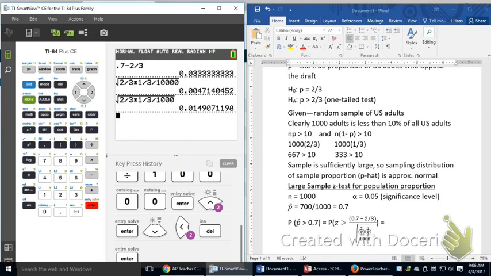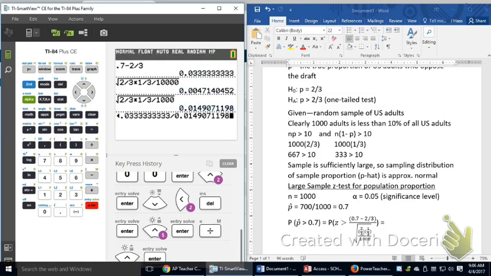Now, to get your z-score, I need to take that numerator, which is how much I'm actually off there, divided by this denominator, how much I expect to be off, my standard deviation of p-hat, and that gives me a z-score of 2.236. Now, I'm looking for the probability that z is greater than or equal to that amount.